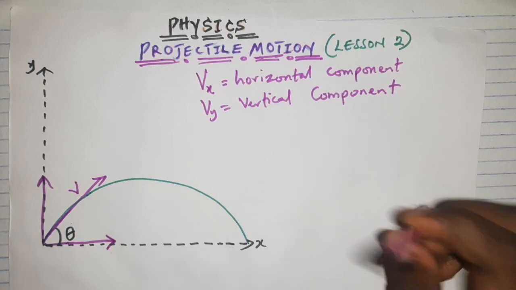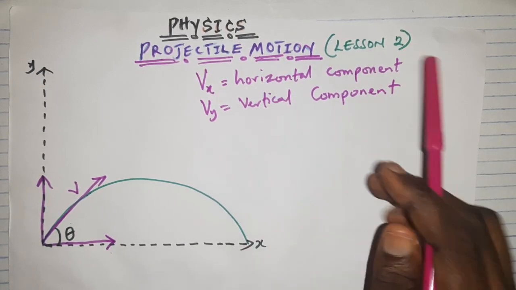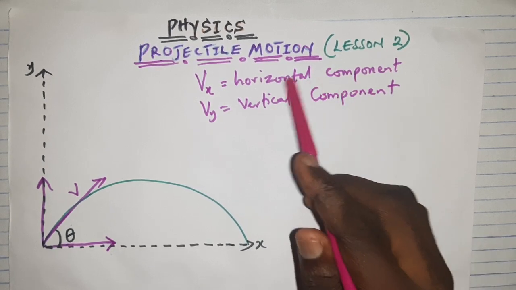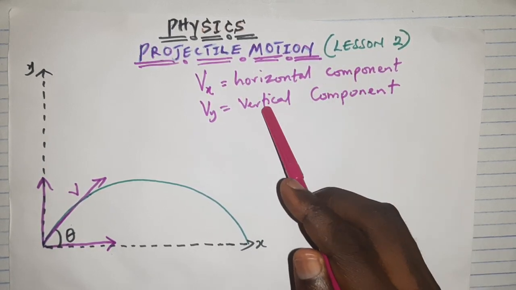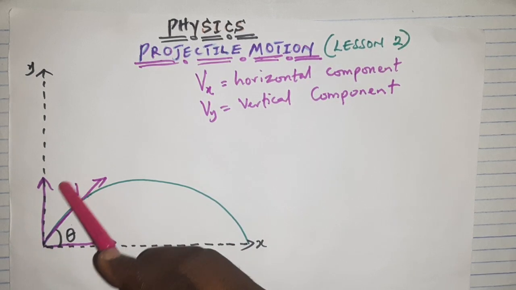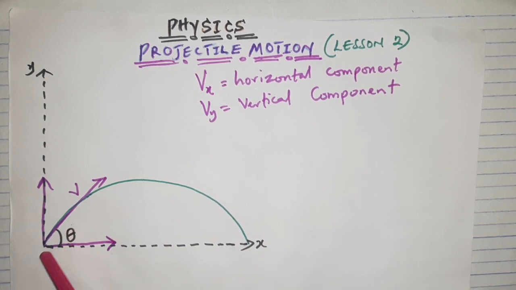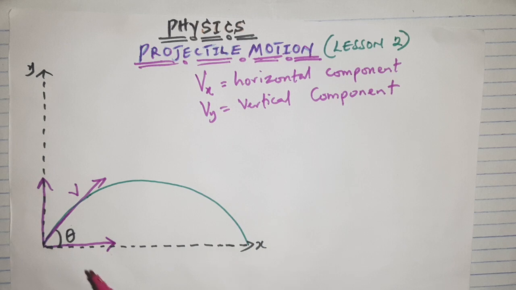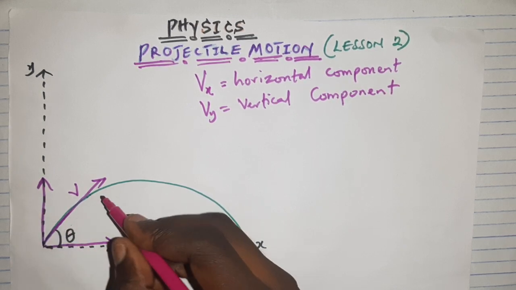Okay, so this is lesson 2, still under projectile motion, and we'll be looking at the horizontal component and the vertical component of the velocity. So suppose an object is being thrown with an initial velocity v, and it makes an angle of theta with the horizontal. So if this is the initial velocity, we're going to have the horizontal component going this way and the vertical component going this way, or this way.